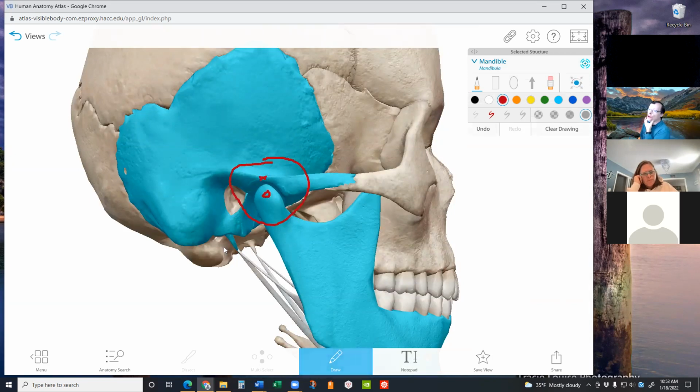This is where your lower jaw moves up and down as you chew your food or open and shut your mouth for speaking purposes, okay? This is the temporomandibular joint, okay? A joint is where two bones come together.